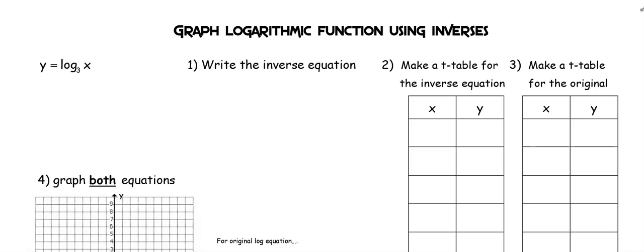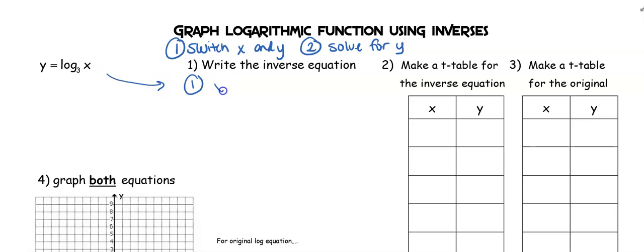And in case you forgot from previous units, the inverses are done in two steps. The first step is switch x and y. The second step is to solve for y. And we did this earlier today, and that is simply to rewrite into exponential form, our loop-de-loop. So step 1 is to switch the x and y. So from here, this is now going to become x equals log base 3 of y.